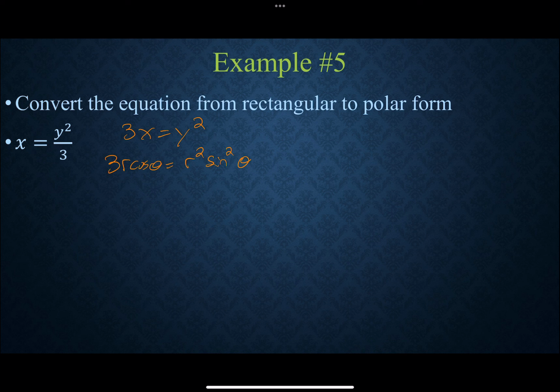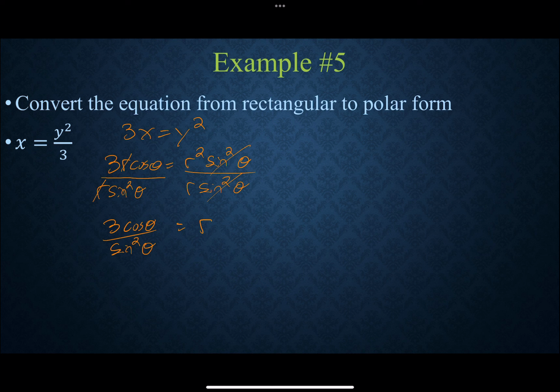If we're trying to isolate r, it looks like the right-hand side is the best bet, because if we divide both sides by r sine squared, we cancel sine squared from the right side. R squared over r just becomes an r on the right side. The left side r also cancels, and we're left with 3 cosine theta over sine squared.